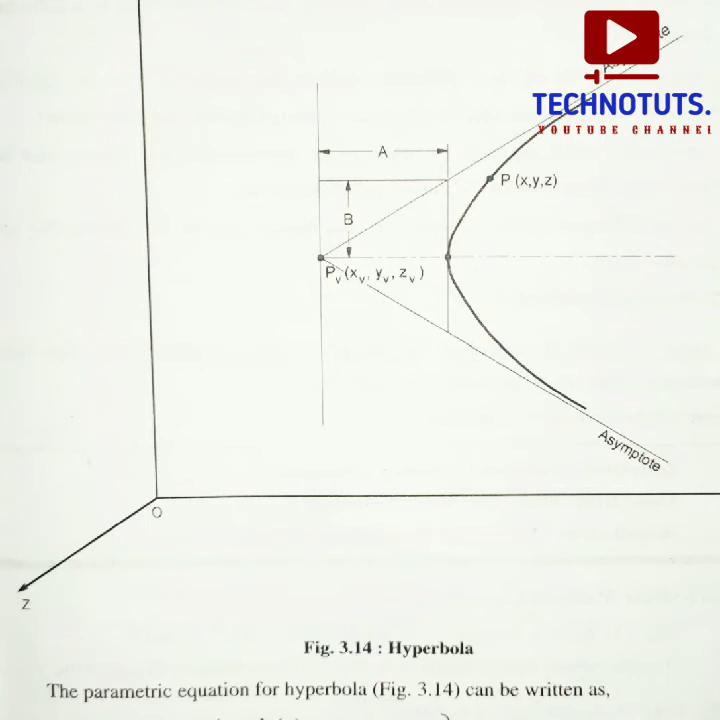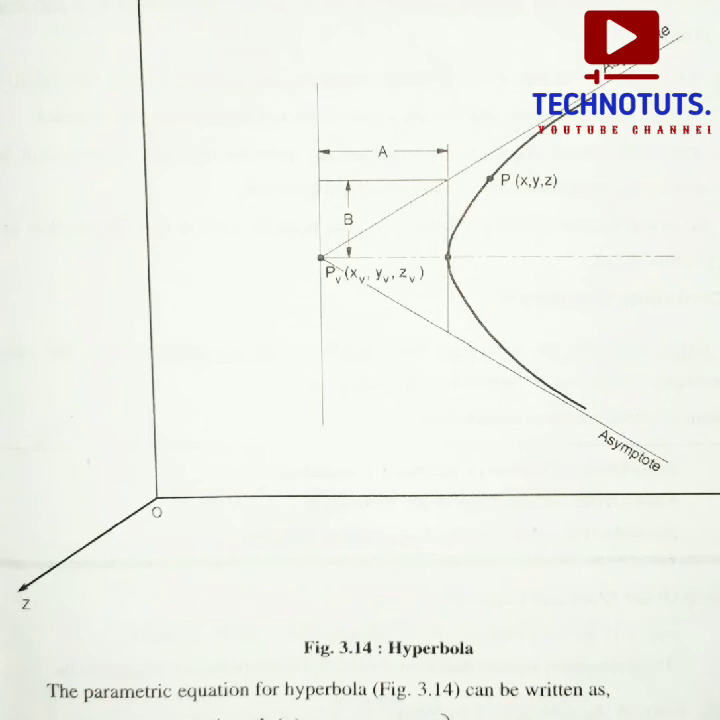Let point P be anywhere on the hyperbola having coordinates x, y and z. So the parametric equation for the hyperbola can be written as x is equal to xv plus a cosh u, y is equal to yv plus b sinh u, and z is equal to zv.